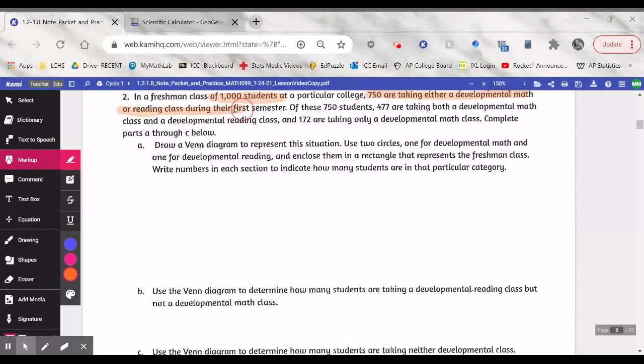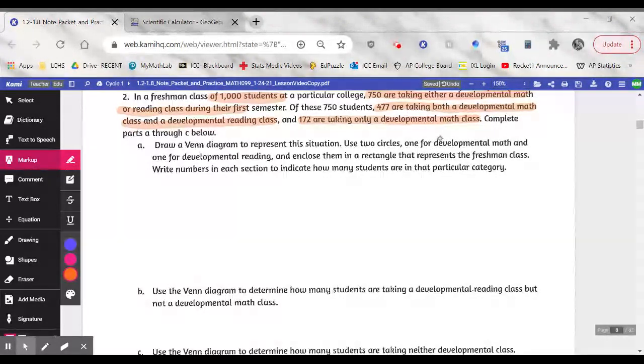750 are taking either math or reading. Of these 750, 477 are taking both. So they're taking both, and 172 are taking only the math. For part A, it says draw a Venn diagram to represent this situation.